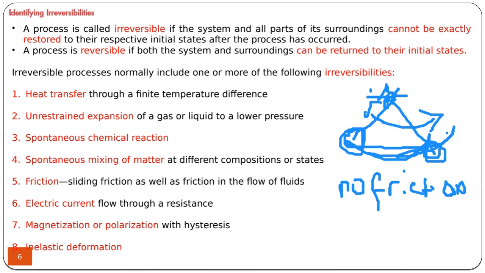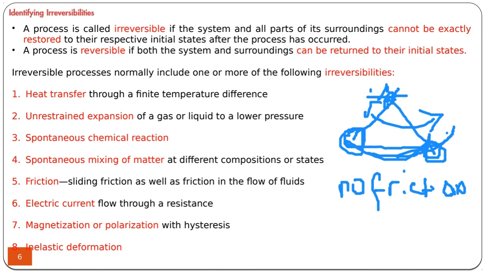are no irreversibilities. What are the types of irreversibilities we can see in thermodynamic systems? It can be heat transfer from the boundary of a system. It can be unrestrained expansion. It can be spontaneous chemical reaction. It can be spontaneous mixing of matter. It can be friction, as in here. It can be electric current flow through a resistance. It can be magnetization or polarization with hysteresis, and it can be inelastic deformation.